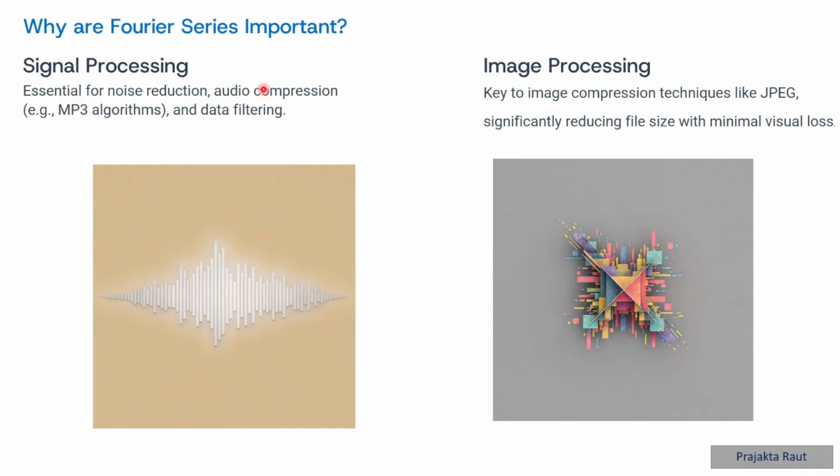Now why is this Fourier series important? Basically the Fourier series plays a vital role in signal processing and signal analysis. In signal processing, the Fourier series is essential for noise reduction, audio compression, and data filtering. It is also used in image processing. Basically, by the Fourier series, we get a series in terms of sines and cosines. So this is a very important tool in signal processing.